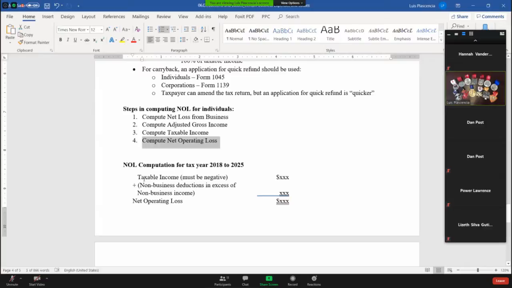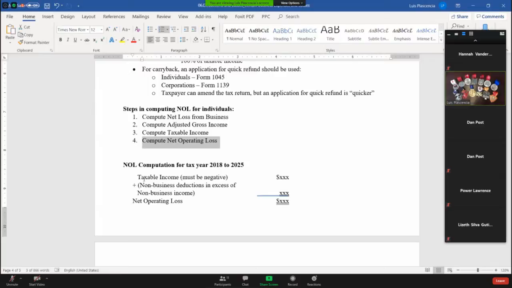But you start out with the taxable income, and then you add back your non-business deductions in excess of non-business income. Again, non-business deductions, those are deductions that are non-business. Non-business income, those are your income that's non-business. So it kind of sounds a little bit funny. Sort of think of it this way.